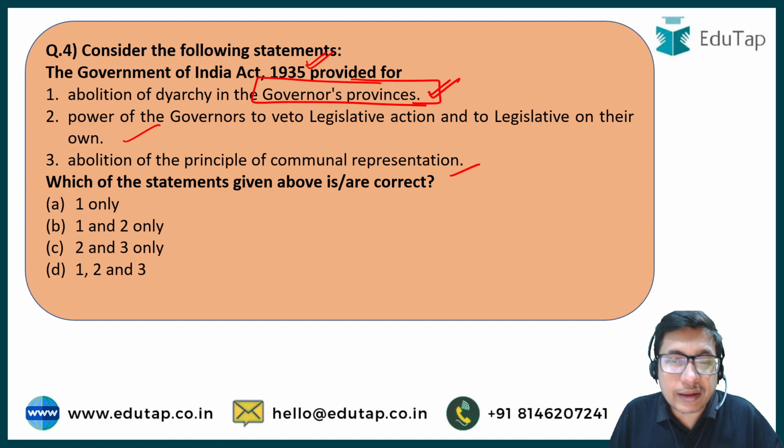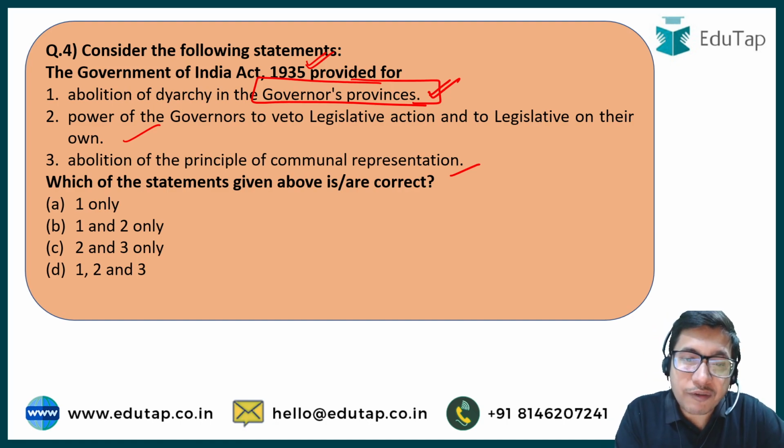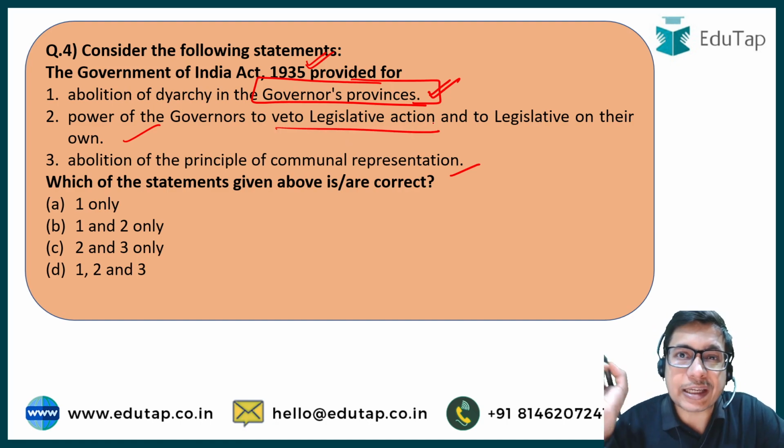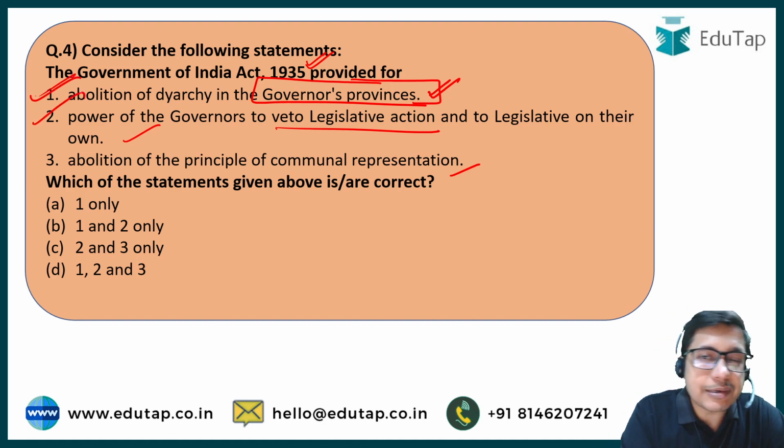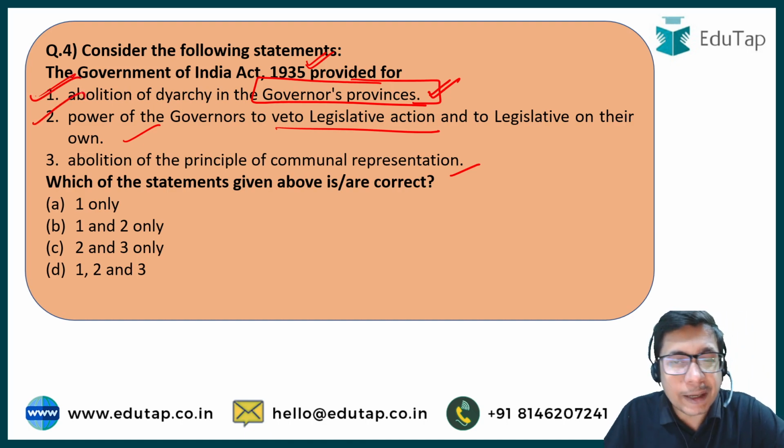Okay, but there was another provision. Power of the governors was there to veto legislative action. If there was some law or some resolution being passed by the legislature which the governor did not like, he could veto that. He could stop that from happening, and he could then legislate on his own. If he vetoes some decisions or some laws, he can legislate on his own. He can come up with a law by himself. So both the first and second statements are absolutely correct. Diarchy was abolished. All the subjects were open to the legislature, but the governor was given power to veto any kind of legislation he did not deem fit.